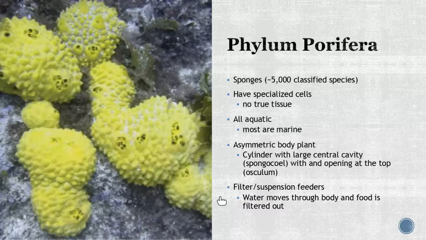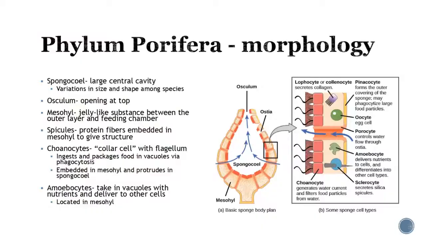Now, how do these guys eat? They're going to be immobile, so they attach to an area, and then they go through this process called filter feeding. They are suspension feeders, so pretty much water just moves through the body and they filter the food through it.